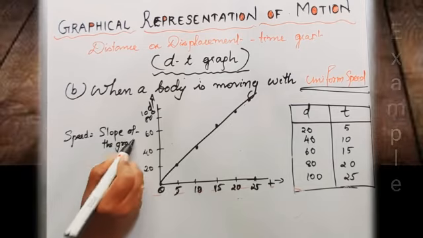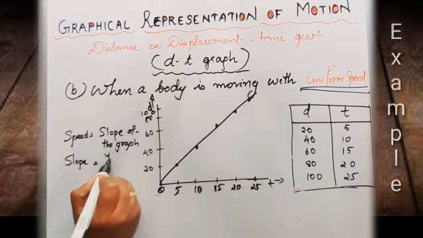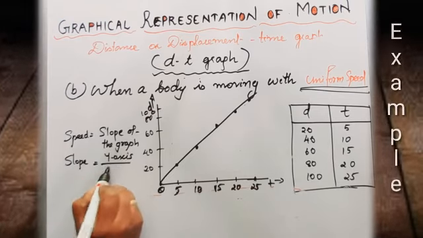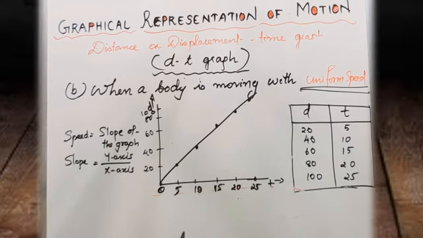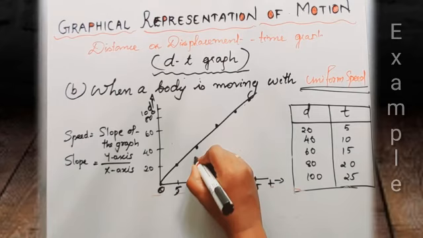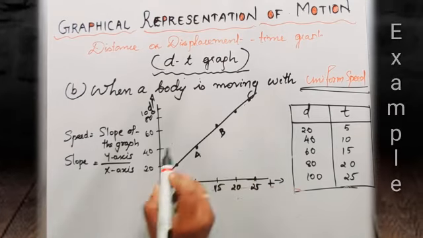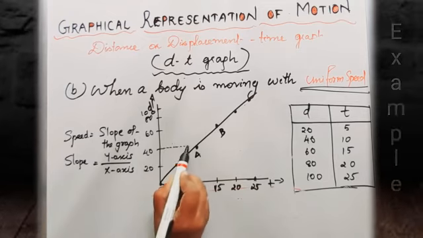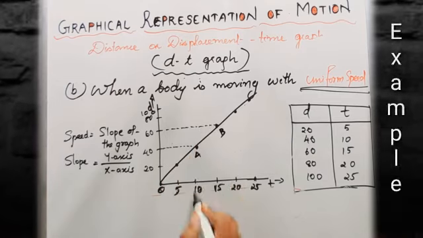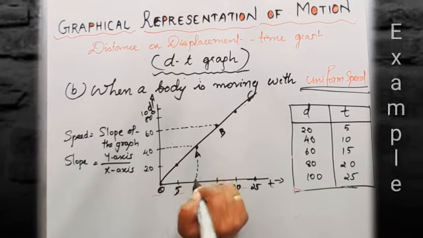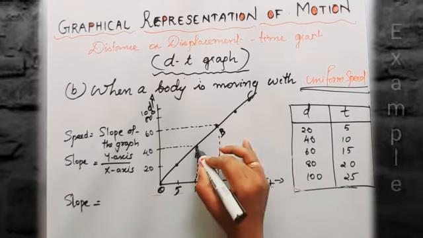How can you find out slope? Slope is equal to measure on y-axis by measure on x-axis. Here I am taking 2 points A, B. In this, we can draw a parallel line on the time axis and also a parallel line on the distance axis. We are finding the slope of AB.